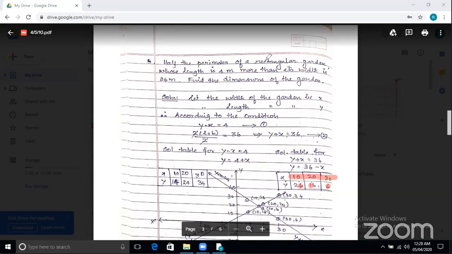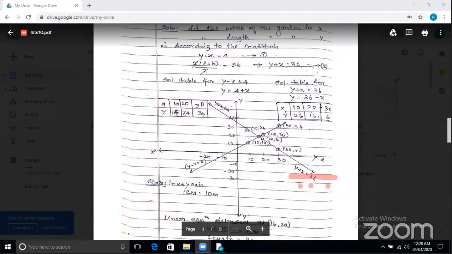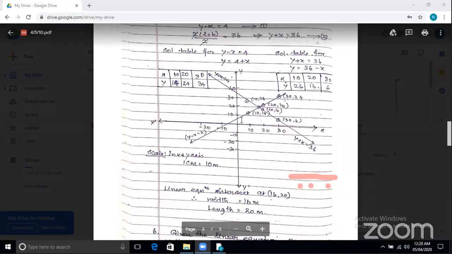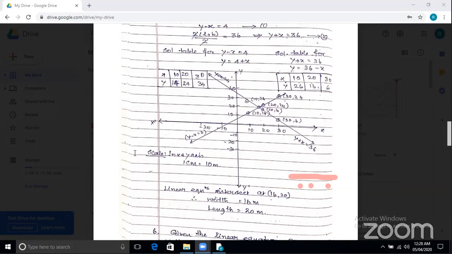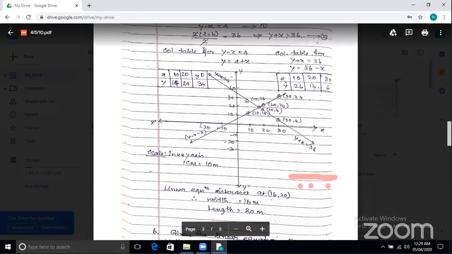Now, what is the graph? Here 10, 14. I have taken a scale here. The scale is very, very important. Whenever you draw the graph, the scale is very important. Without the scale, you cannot draw the graph. Now, I have taken 1 centimeter is equal to 10 units: 10 meter, 20 meter, 30 meter, 40.